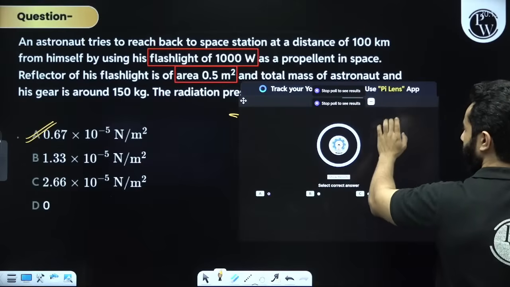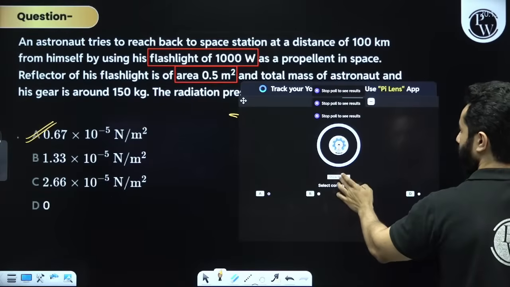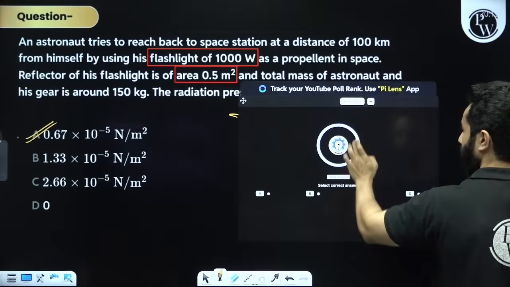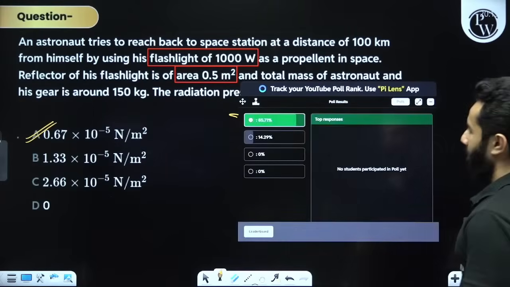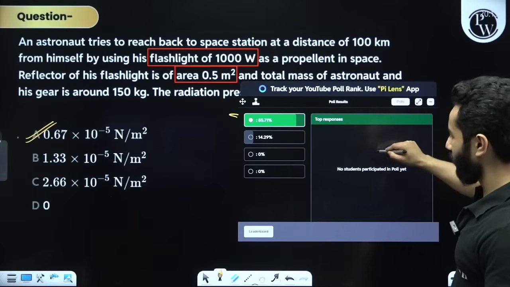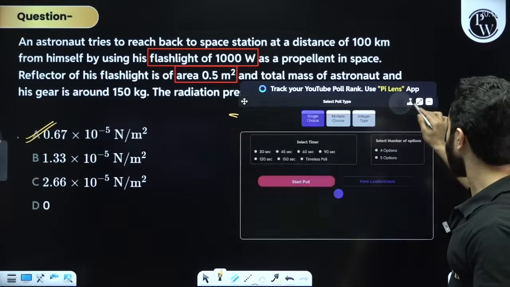Okay, just a second. Option A. No students participated. Okay, I think there's some problem in the poll. I'll get it checked. No issues.